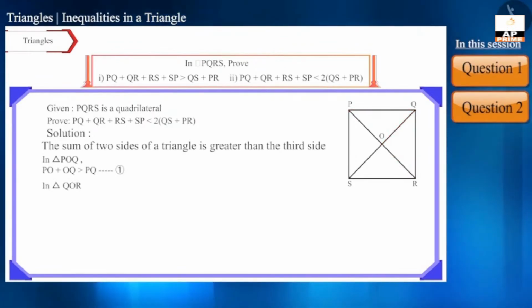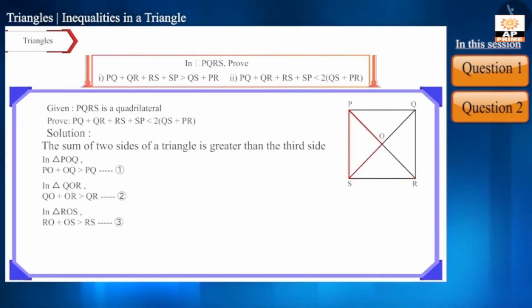Similarly, in triangle QOR, the sum of side QO and side OR is greater than side QR. In triangle ROS, the sum of side RO and side OS is greater than side RS. In triangle SOP, the sum of side SO and side OP is greater than side SP.